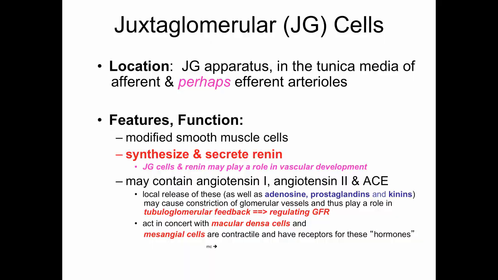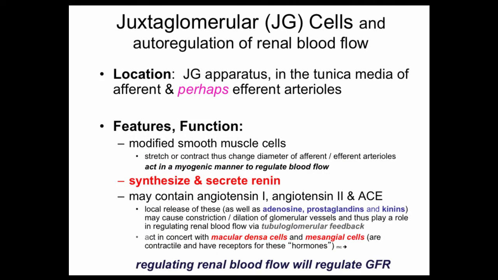Juxtaglomerular cells are located in the tunica media of the afferent and most likely the efferent arterioles. The juxtaglomerular cells, so-called JG cells, are modified smooth muscle cells. These are the cells that synthesize and secrete renin. And the JG cells and renin may play a role in vascular development.